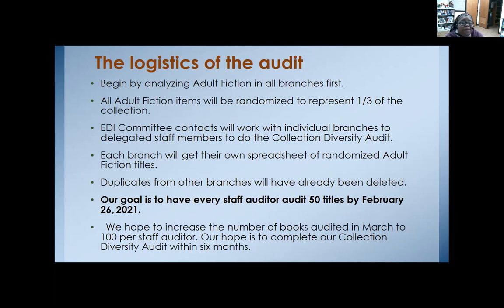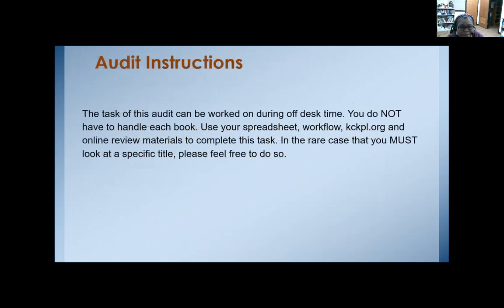Our hope is to get our collection diversity audit completed within 6 months. We're hopeful. I'm not quite sure we're going to make it, but I am ever hopeful. We'll see how far we get. So now we're going to talk about your actual audit instructions.